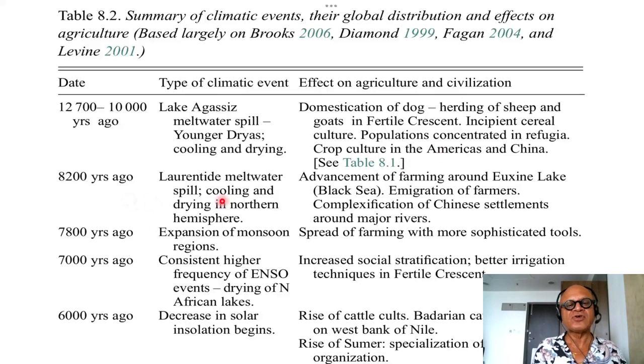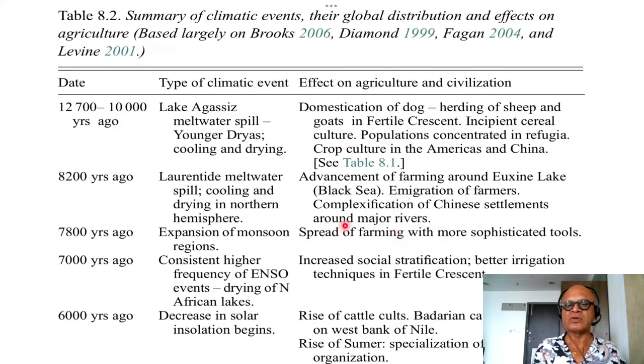8,200 years ago, the Laurentide meltwater spill. Remember, the Laurentide ice sheet is what covered North America and parts of Europe. Cooling and drying in the northern hemisphere. Advancement of farming around Euxine Lake, Black Sea. Emigration of farmers, complexification of Chinese settlements around major rivers.